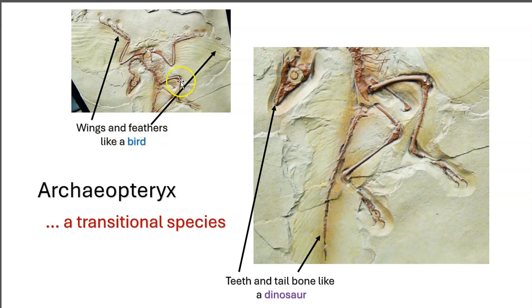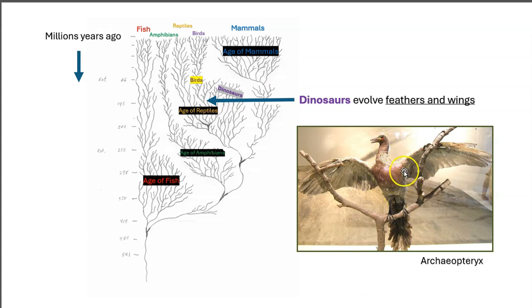Well, wings and feathers are characteristics of birds, the future vertebrate group. Teeth and tailbones are characteristics of dinosaurs, the ancestral group. So with Archaeopteryx, then, we have a glimpse into the transition from dinosaur to bird.